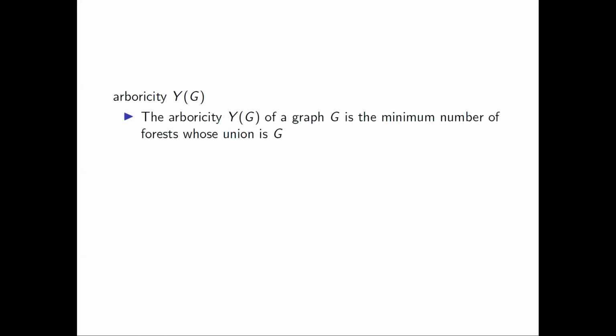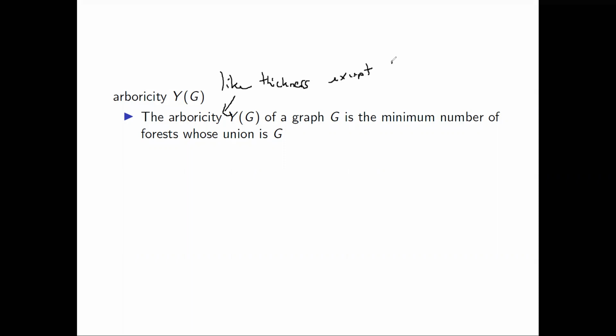So arboricity, we will denote this as y of G. And the arboricity y of G of some graph G is just the minimum number of forests whose union is G. So notice this looks like the thickness. The definition looks almost exactly like the thickness definition, except we're changing one thing. Except we have forests instead of planar graphs.